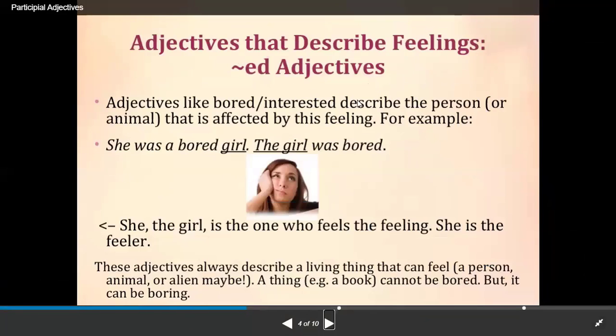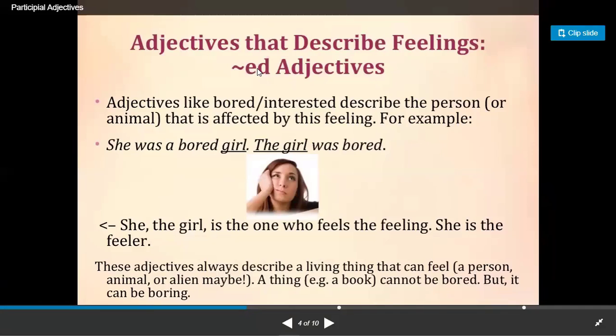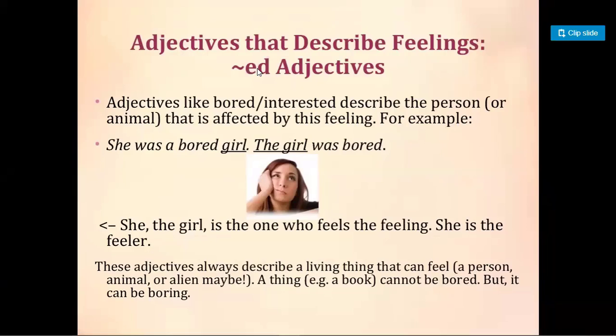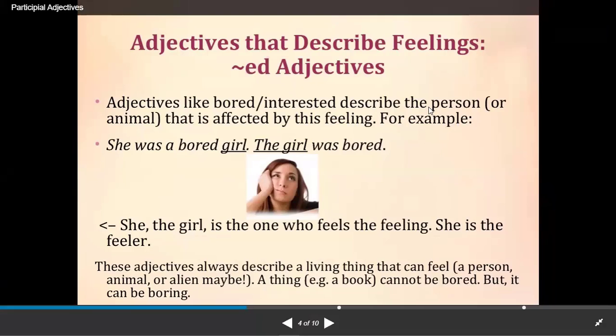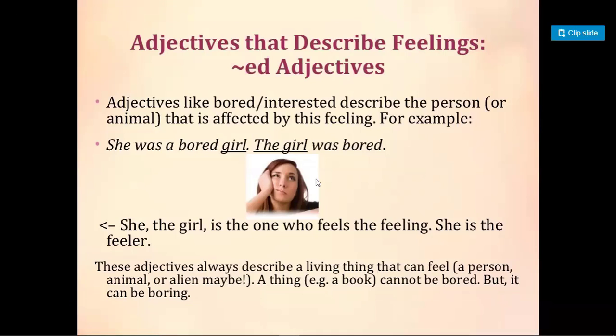Now, ed adjectives describe feelings. Adjectives like bored, interested describe the person or animal that is affected by the feeling. Understand here that adjectives like bored and interested describe the person or animal that is affected by this feeling. For example, we say she was bored, she was a bored girl. The girl was bored. That book was boring. That book caused a feeling to this girl and she became bored.